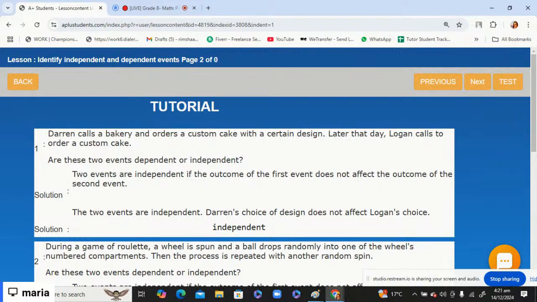So look at this question. Darren calls a bakery and orders a custom cake with a certain design. Later that day, Logan calls to order a custom cake. Okay, first of all, Darren calls the bakery and orders a custom cake, and later in the day, Logan calls to order a custom cake. Are these two events dependent or independent?